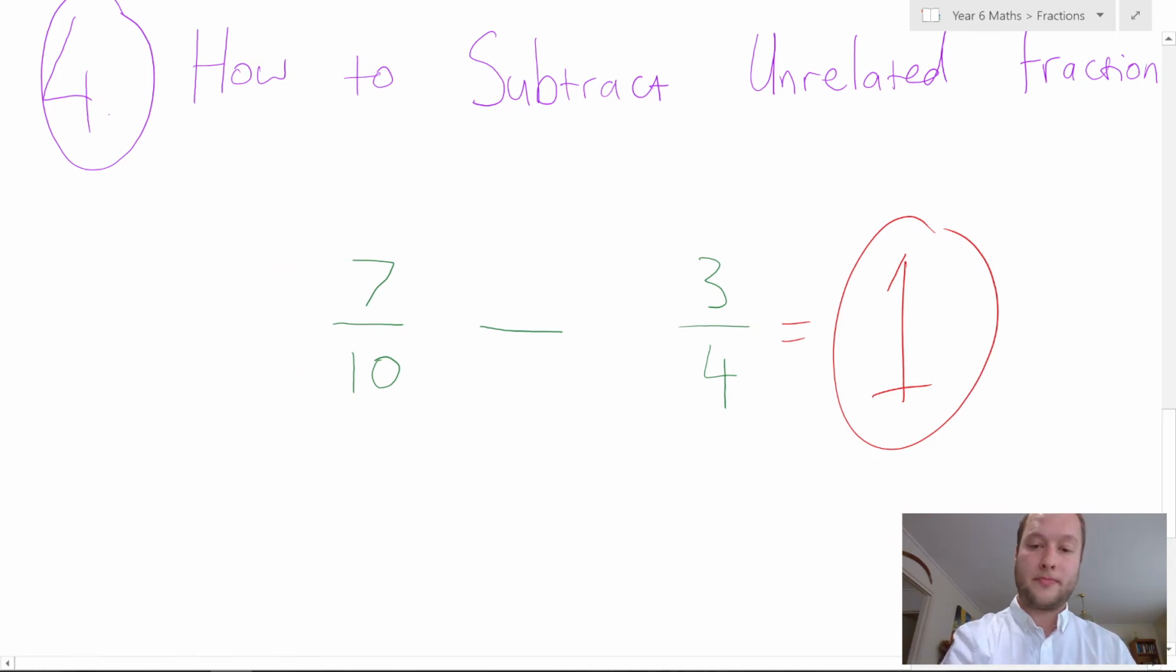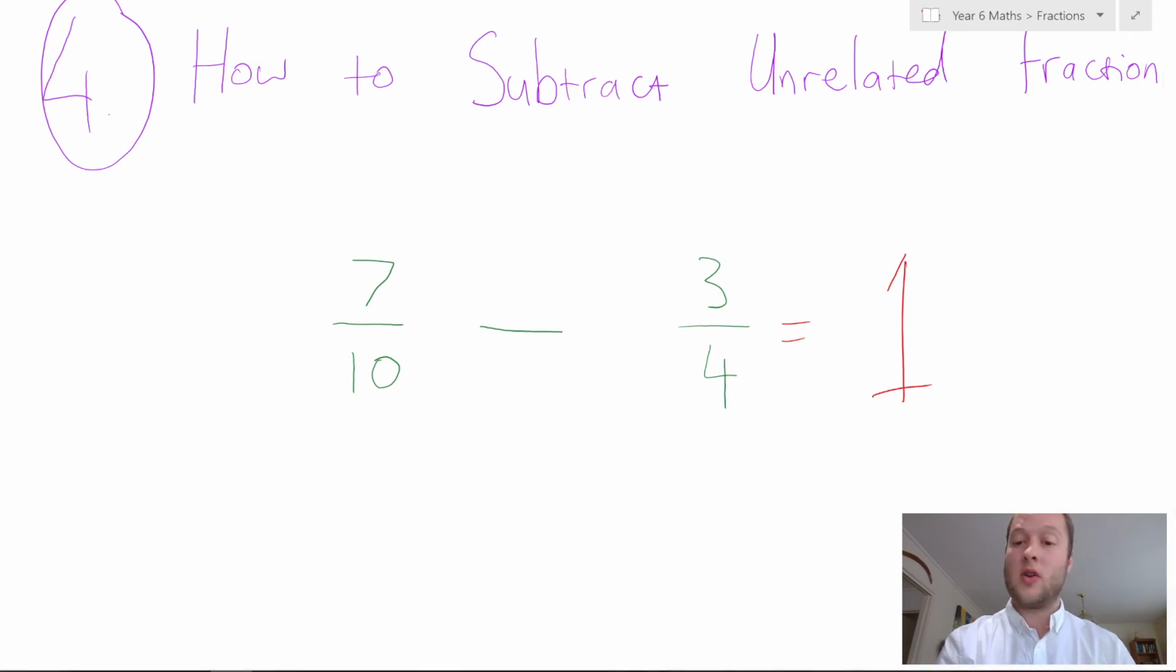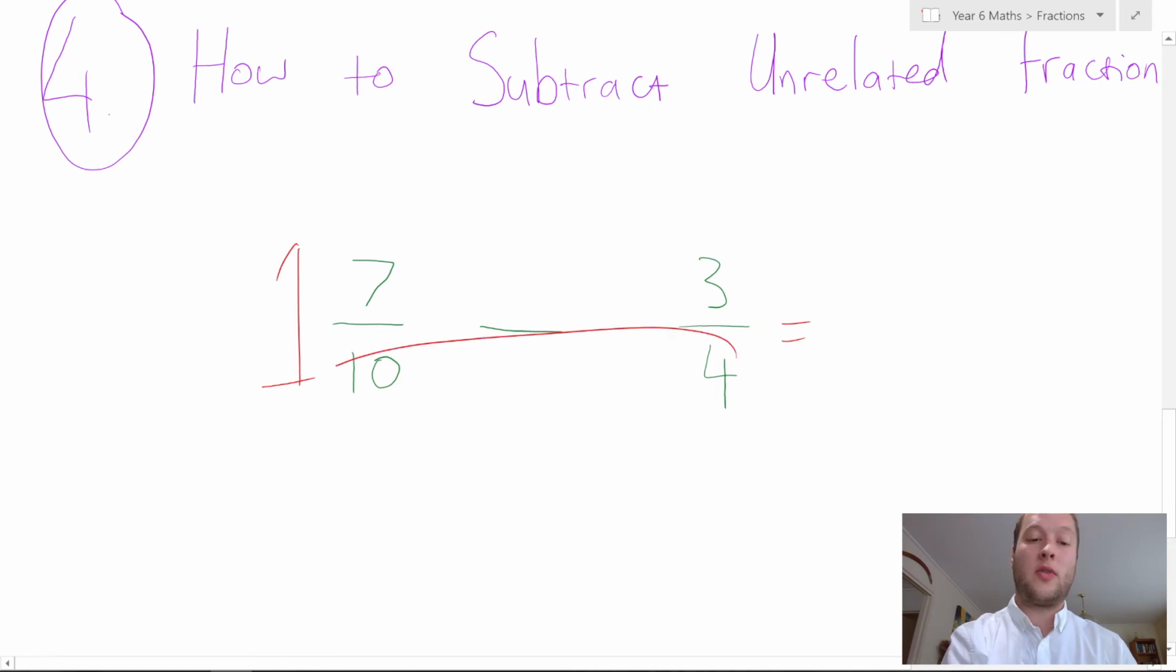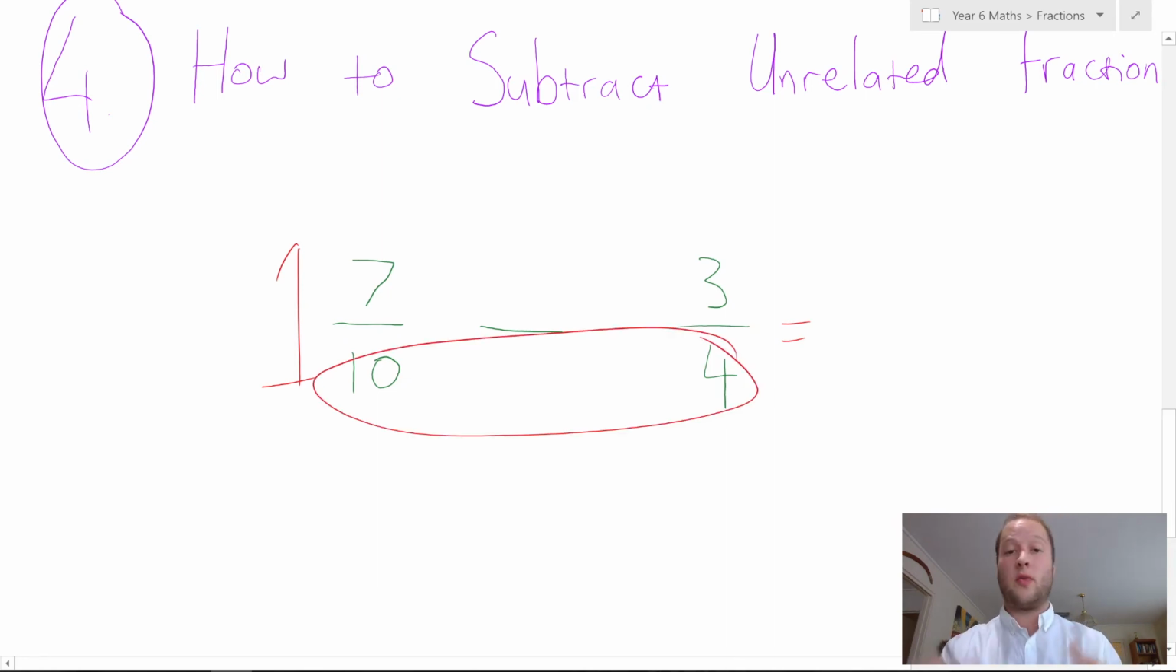So I've got 7/10 take away 3/4, or really it's 1 7/10 take away 3/4, because I've already subtracted 1, right? So we've got the denominators. We need to find what's the lowest common multiple, the LCM. What goes into 10 and 4?